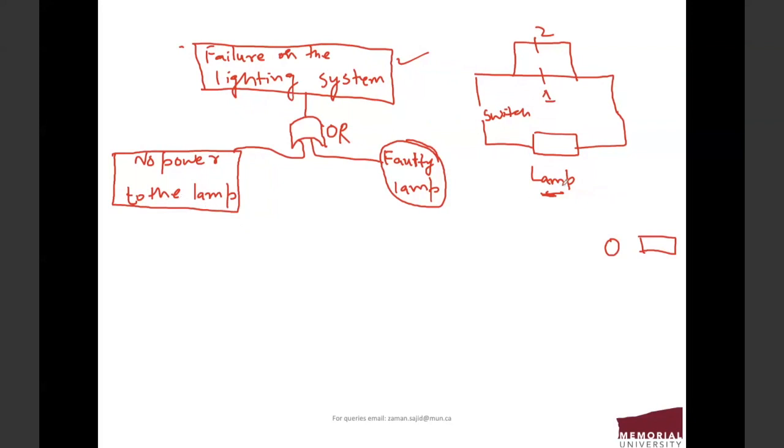Now, no power to the lamp. This is my lamp here. This one I cannot further subdivide because this is a basic event. However, okay, we have a question here. I think you're talking about the switch. I'm coming to that point, sir. The question is, what about the failure to the switch? I'm coming to that point now. You go one by one, okay? When you do the logical reasoning, you identify the problem one by one.